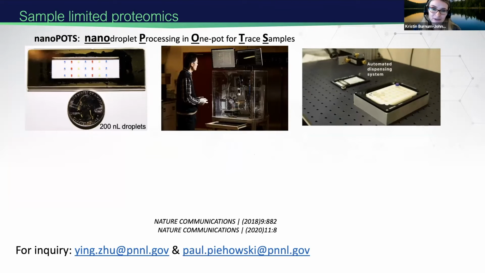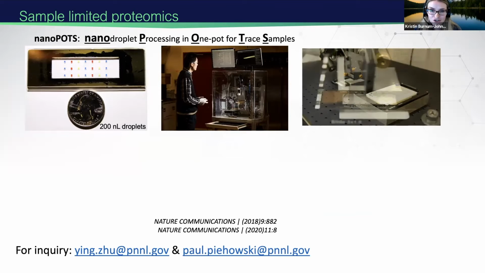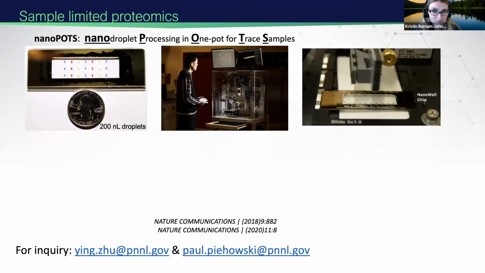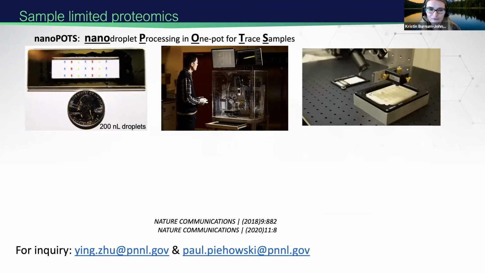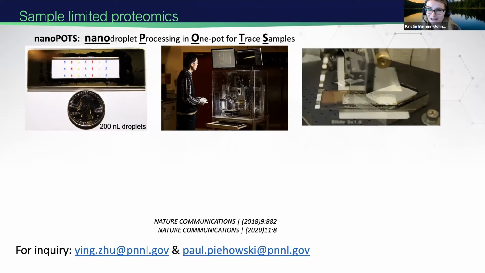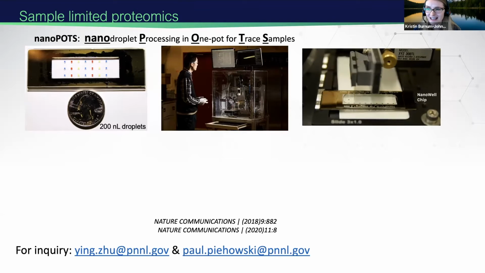Now, for sample-limited proteomics, EMSL developed a novel nanoscale sample preparation, which is being done with nanoPOTS. So nanoPOTS stands for nanodroplet processing in one pot for trace samples. With nanoPOTS, all the sample processing steps required for a bottom-up proteomic workflow are performed in nanowells with 200 nanoliter reaction volumes, which decrease sample losses due to nonspecific binding to surfaces and increase digestion kinetics.